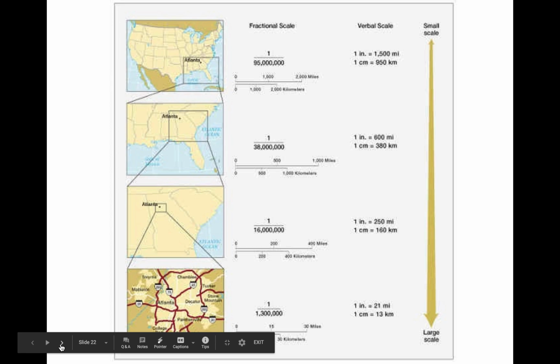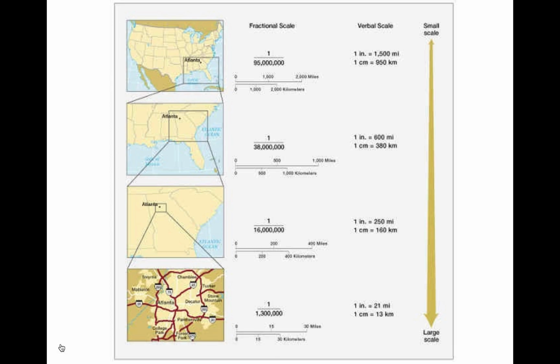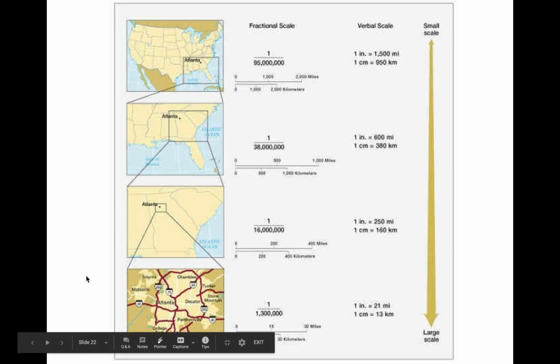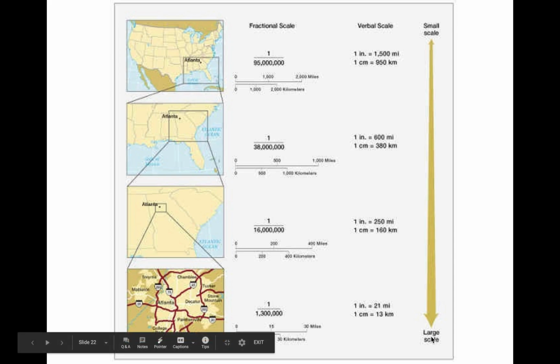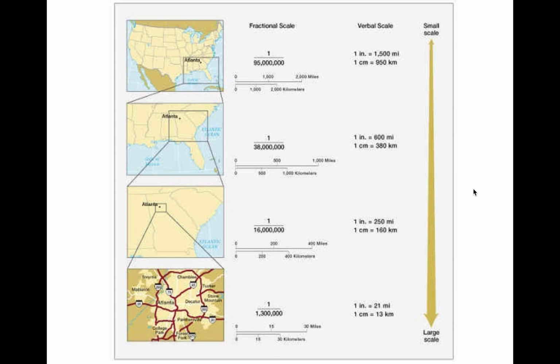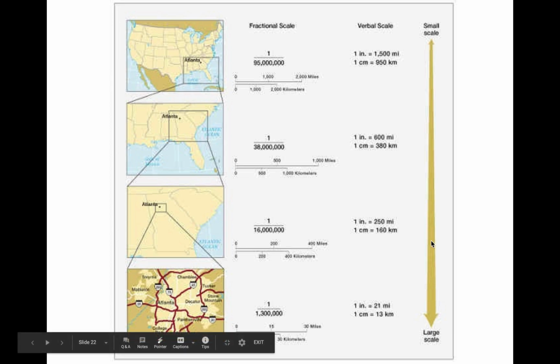Here we have a look at each of the scales. Here's a fraction scale, and then you also have a written scale, and then it shows where it fits within these scales to a small scale map or a large scale map. All maps are going to be somewhere on this continuum of large scale or small scale. And again, think of small scale zooming out, large scale zooming in. As you can see with the arrows, as it gets larger, there is more detail.